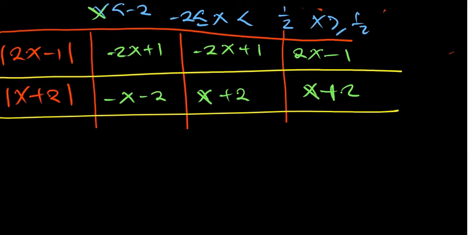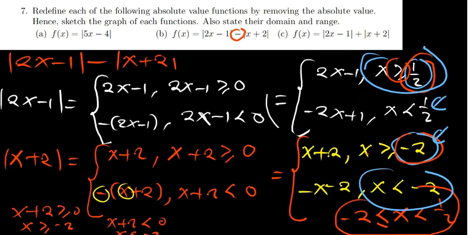So for the first part, I need to put them in brackets. I'm going to say negative 2x plus 1. I need to say minus because there is a minus here. If there is plus, like in this case, I need to put plus. But since there is minus, I need to say minus.